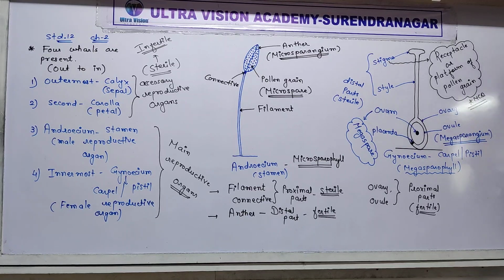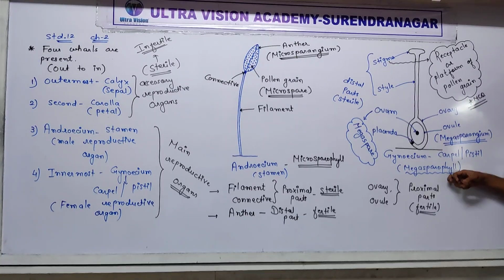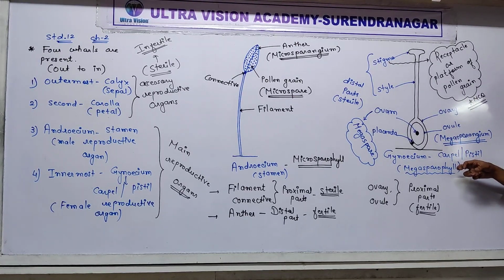And the last, innermost side, the female reproductive organ, is known as gynoecium. Here, the unit of it is also known as carpel or the pistil. Right? Similar to that, it is also known as megasporophyll.